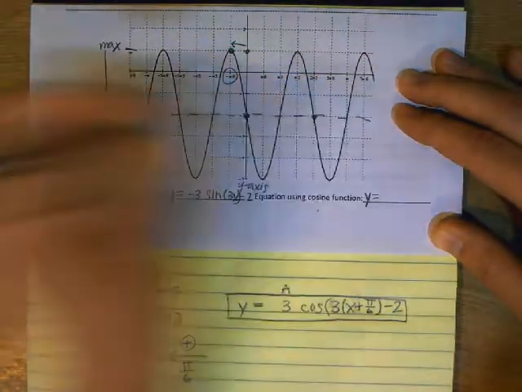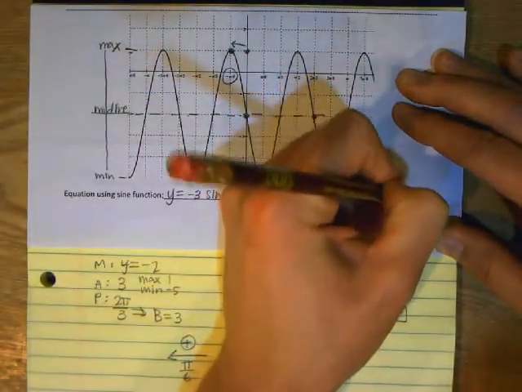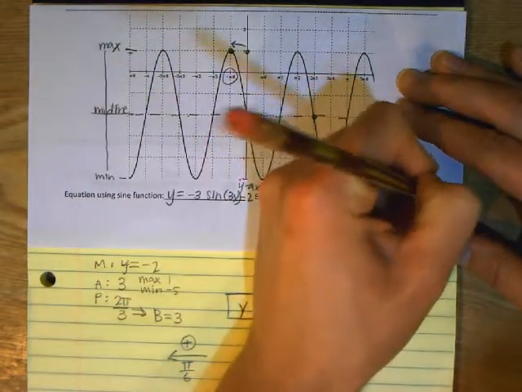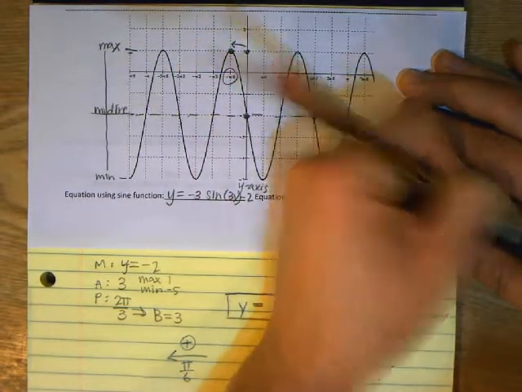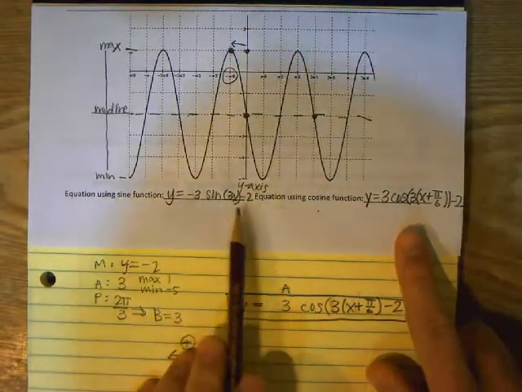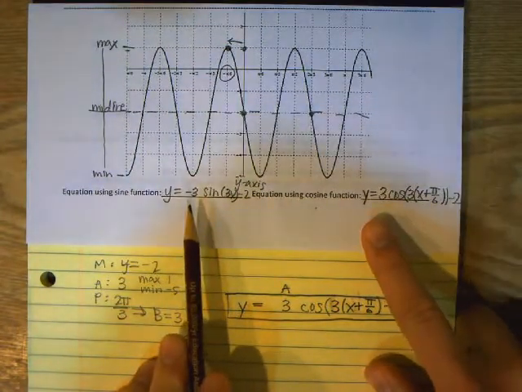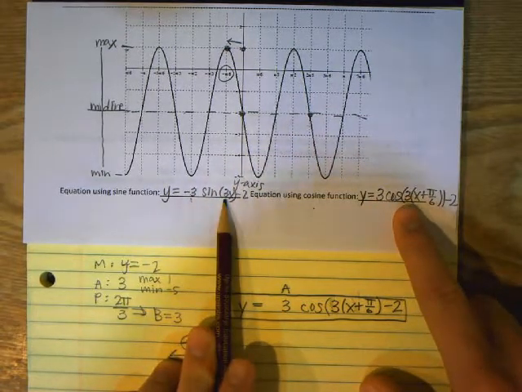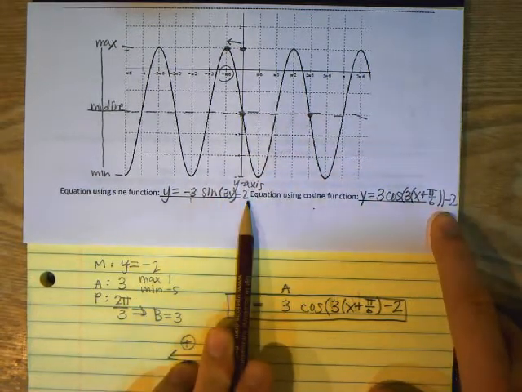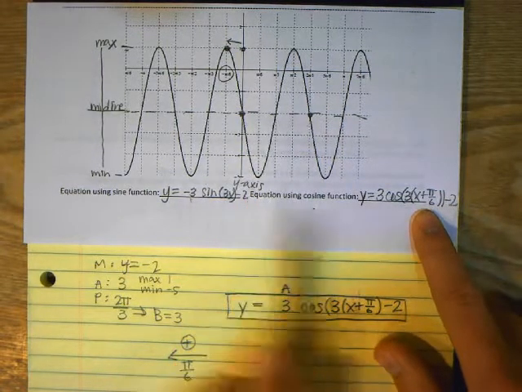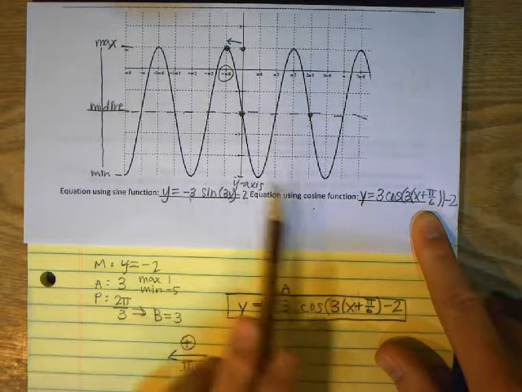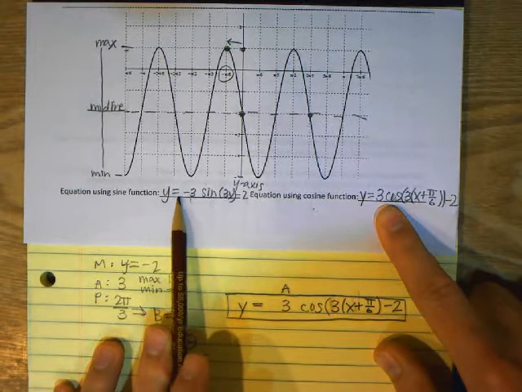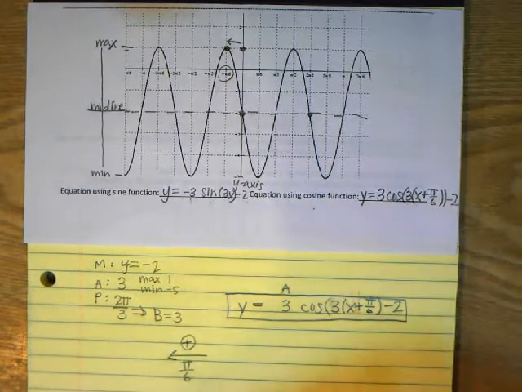So I can say y equals 3 times the cosine of parentheses 3 times parentheses x plus pi over 6, close them up, minus 2. Now if we compare these two equations, again, notice my a term is the same, my b term is the same, and my m term is the same. However, the cosine function also has an h term, a horizontal shift. They're opposite functions, sine and cosine, and then the sine function was negative, but the cosine function was not, the way that we wrote it.